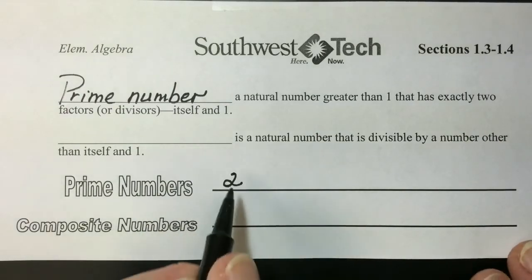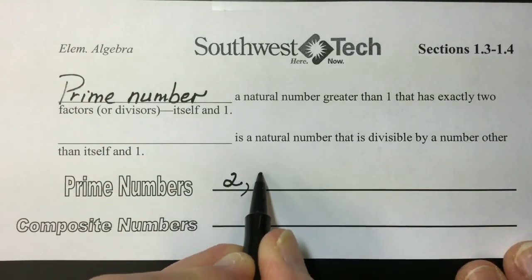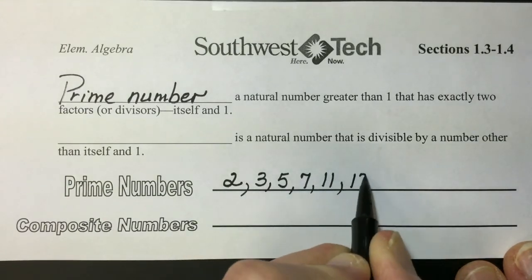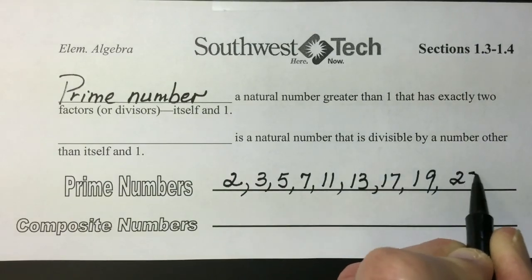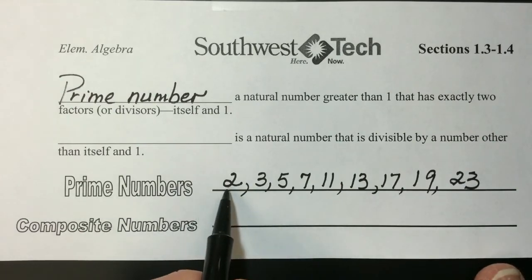The next largest prime number that has only itself and 1 as a factor is 3, followed by 5, 7, 11, 13, 17, 19, 23, and the list continues. As of January 2018, the largest known prime number has over 23 million digits in that number, and I'll save that for another video.